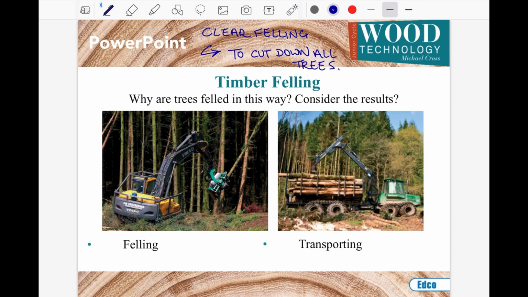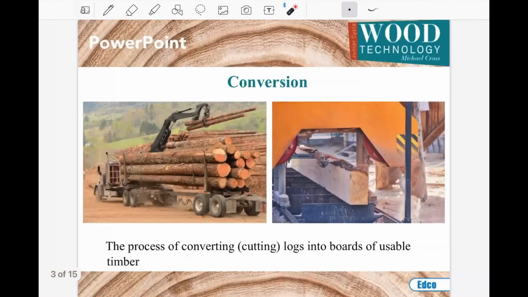Okay, so that's the first thing we need to know. Felling means to cut trees down in the first place. Clear felling means to cut them all down in a particular area, whereas selective felling would mean going into a forest or an area and just selecting the ones that you want to fell, the ones you want to cut down. And just back to that, once they are felled, they are then transported. So clear felling, cut down all trees.